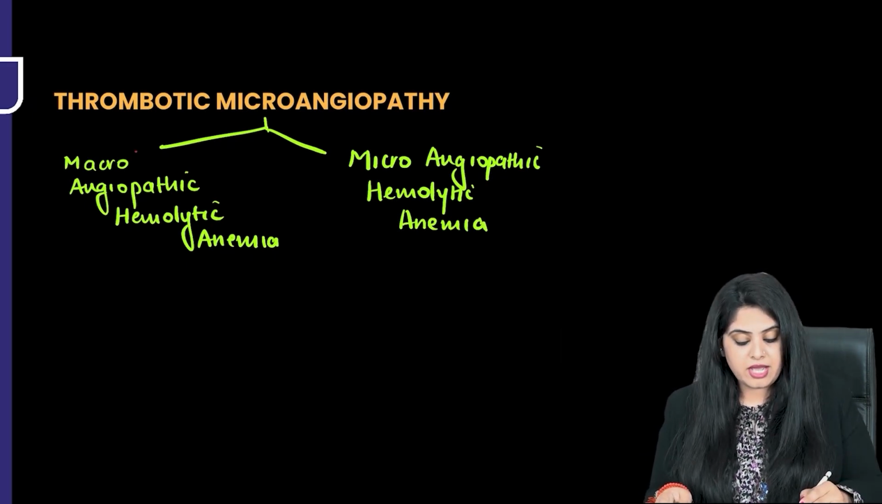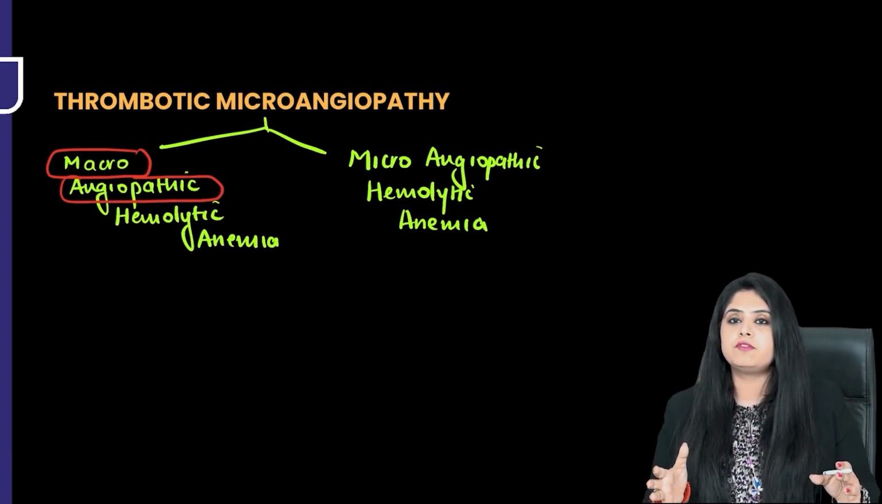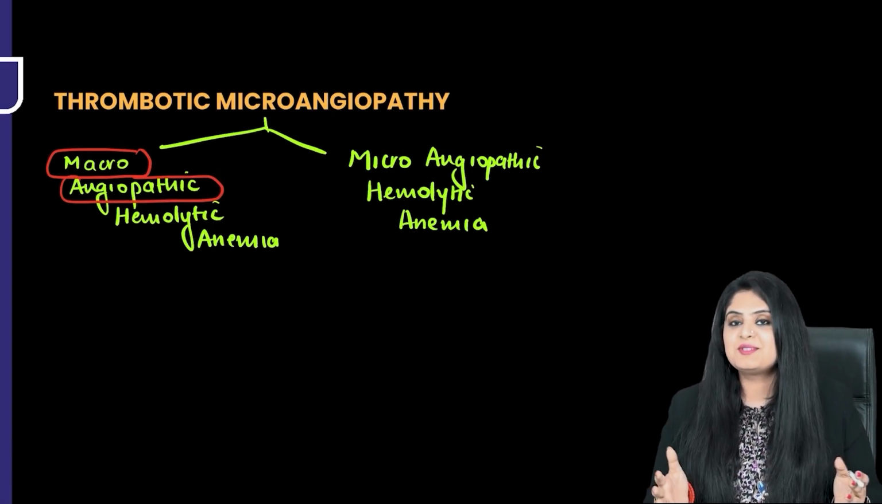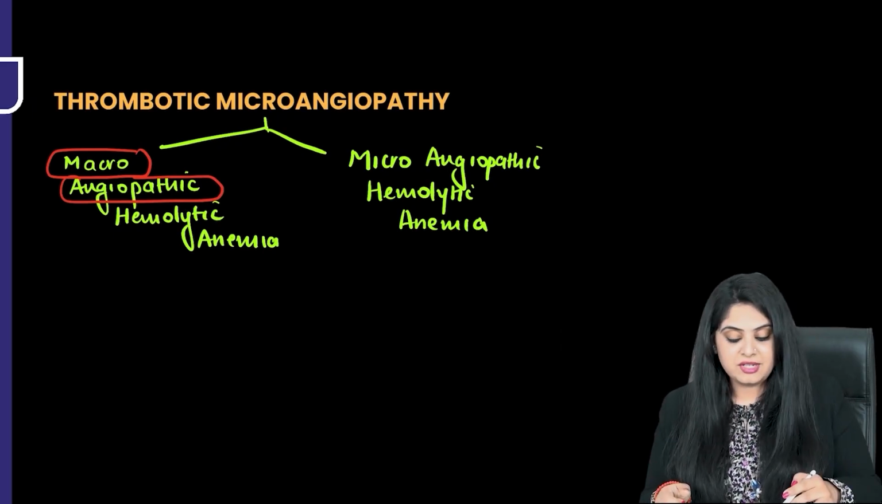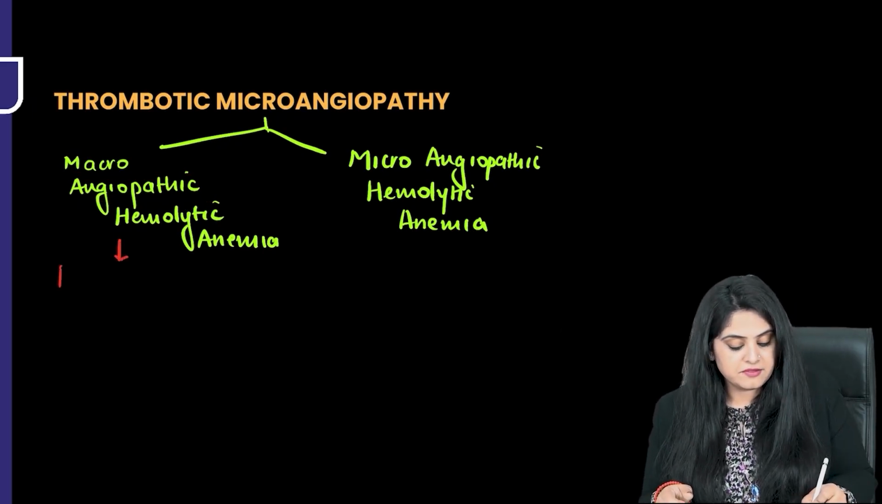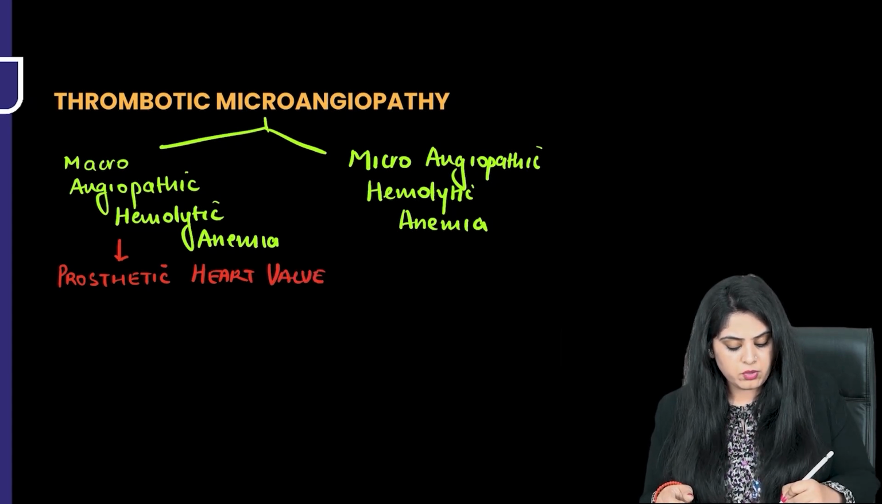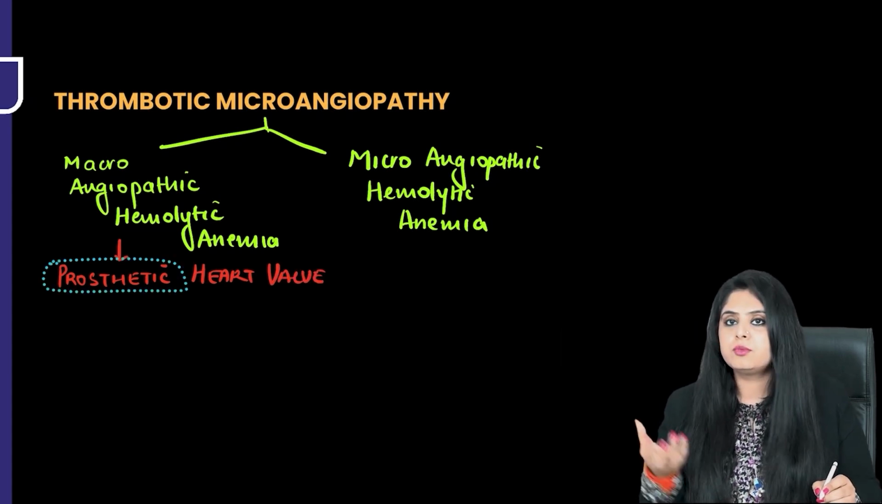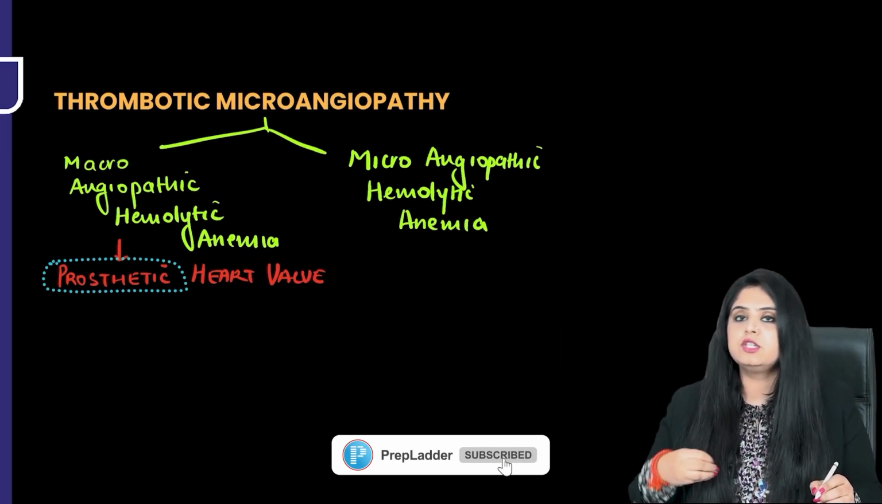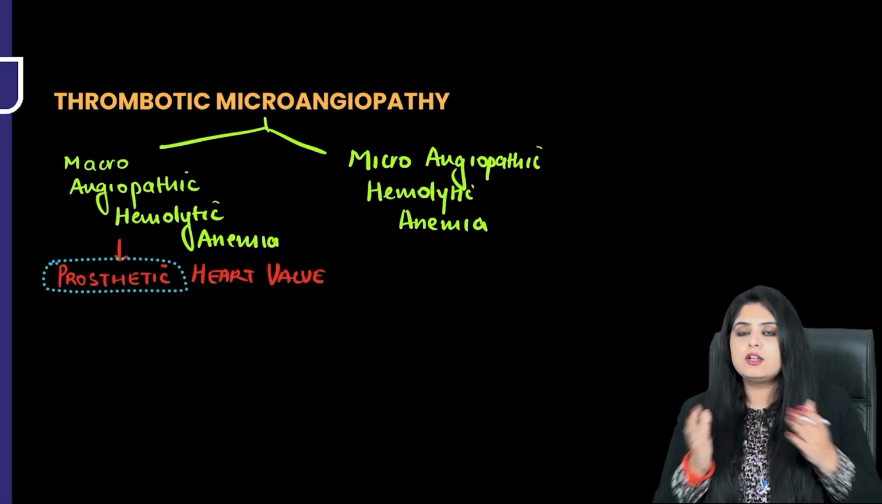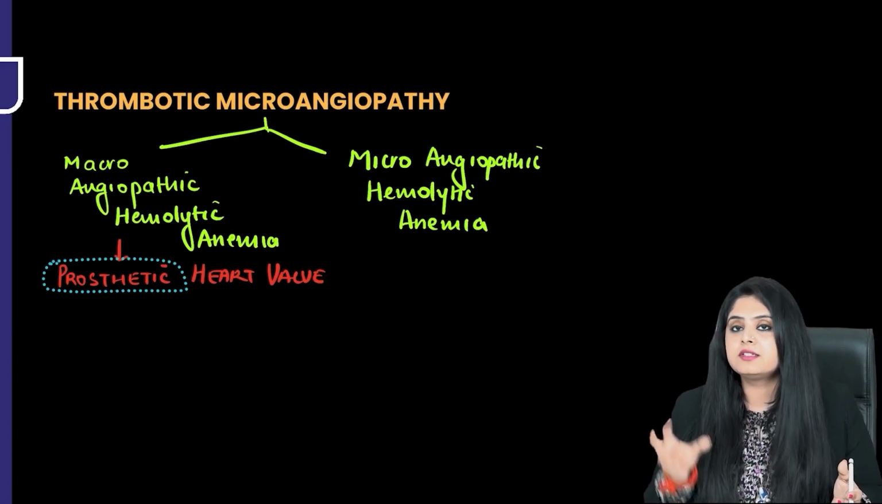When I say macroangiopathic, macro means a big blood vessel, and the biggest blood chamber of our body is the heart. So now, for example, if there is a prosthetic heart valve that has been put in, what do you think? Imagine, what is a prosthetic heart valve? It's a kind of implant which has been taken from another species and put into the human. So it's not an exact carbon copy of a human valve. Very similar, but not exactly the same.